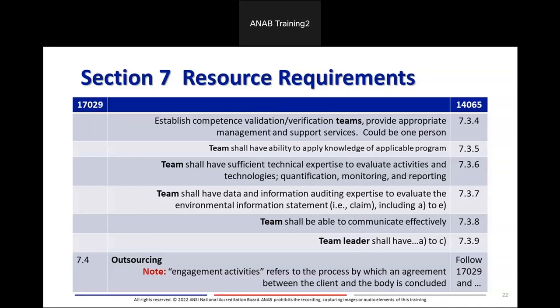There is one additional requirement in 7.39 that says the team leader needs to have these specific elements, A through C, for the team leader. The outsourcing requirement is the same between the two documents, but there is a note that provides additional clarification in 14065 that says engagement activities refer to the process by which an agreement between the client and the body is conducted, or concluded, rather.